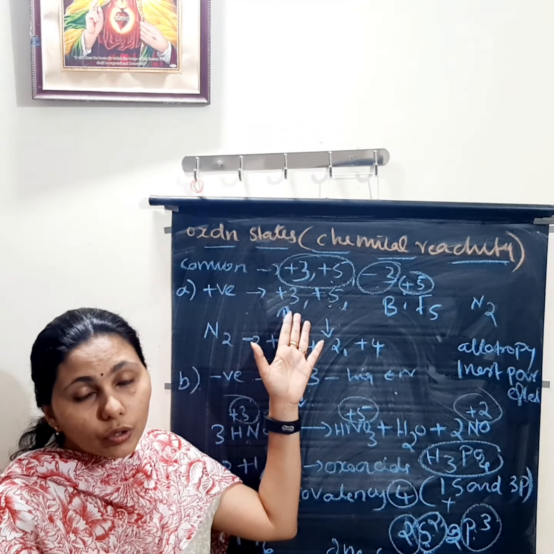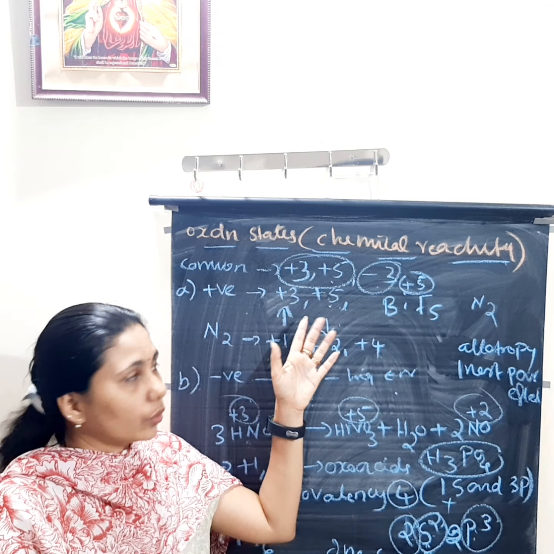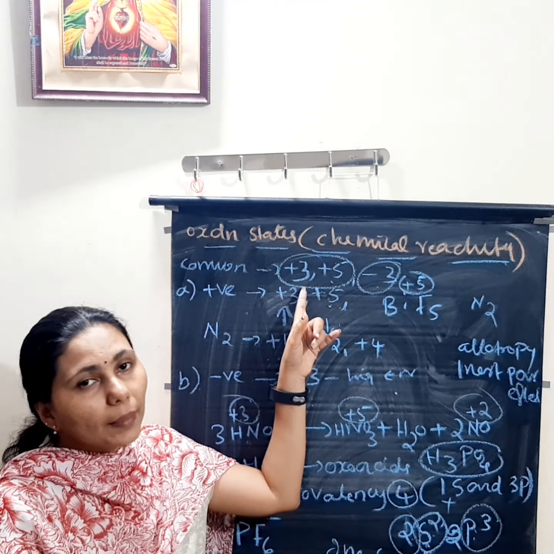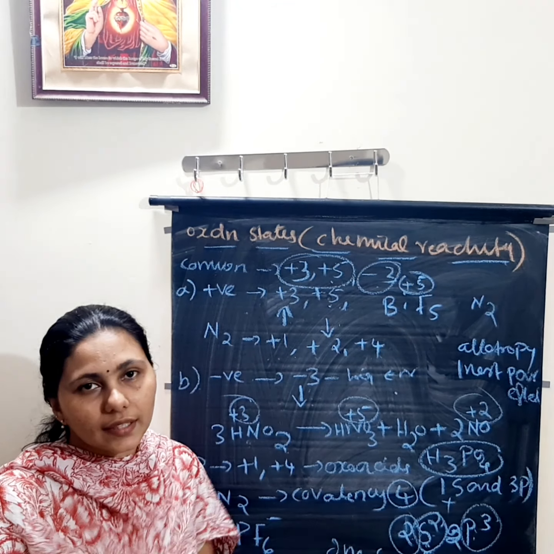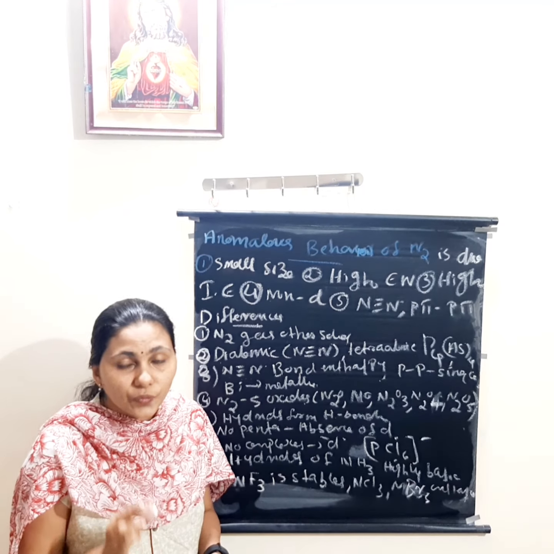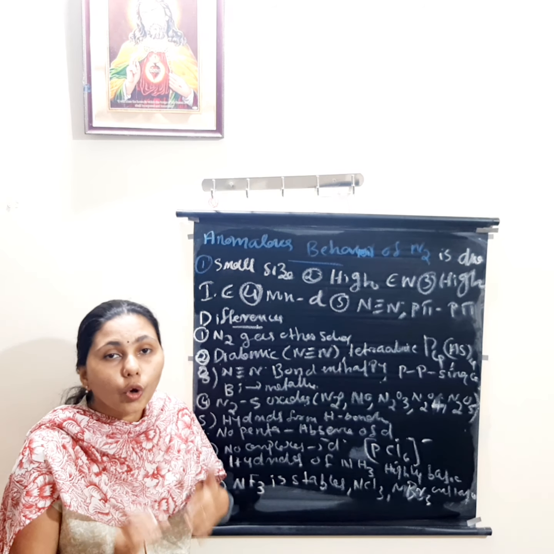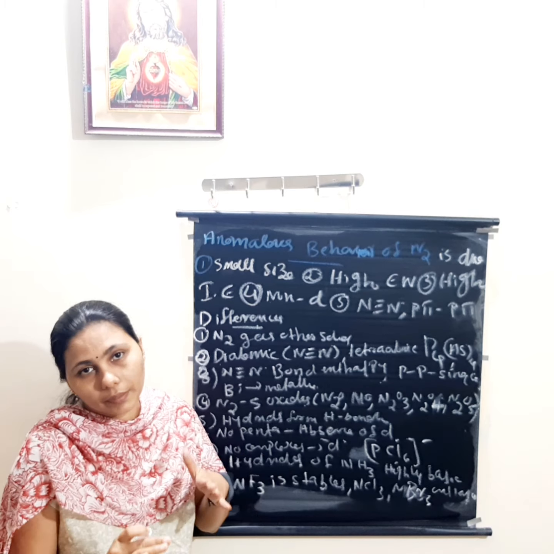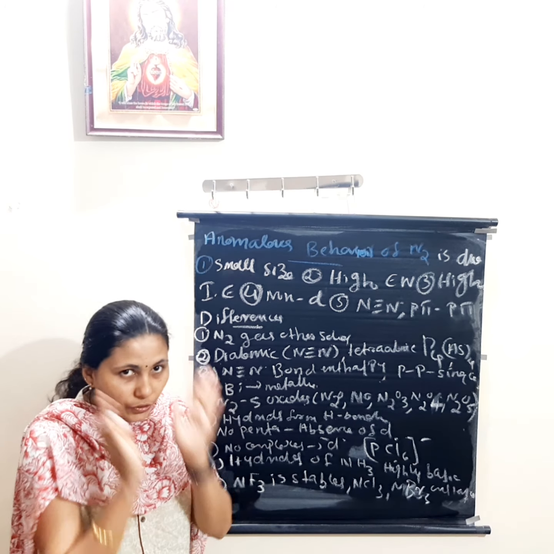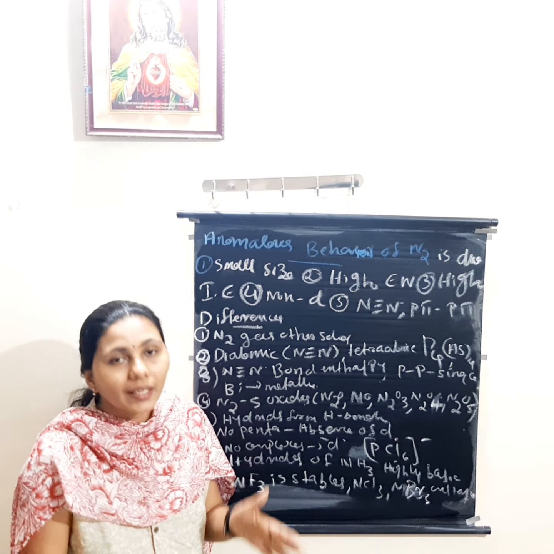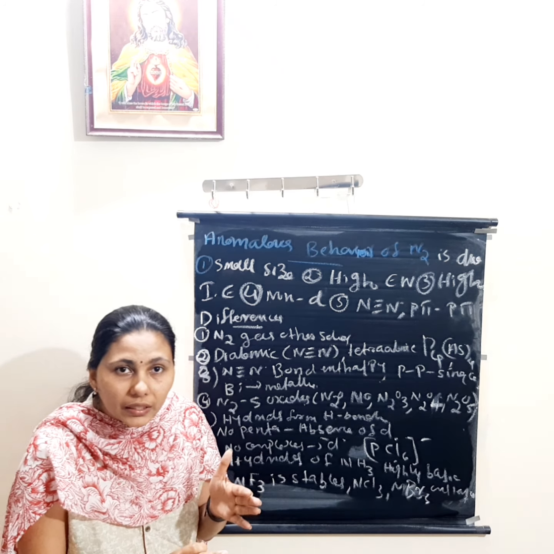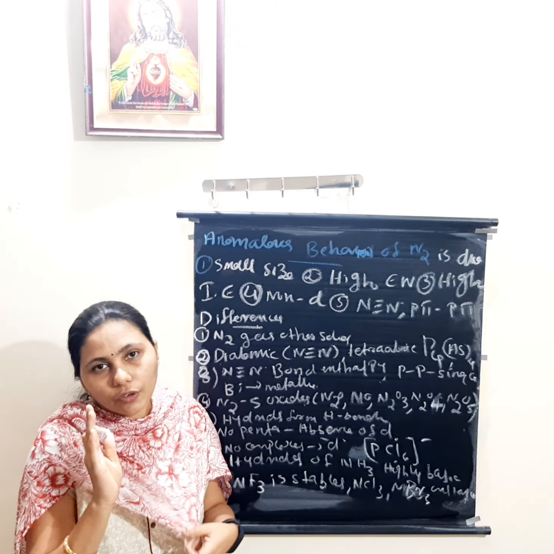So that is about the oxidation states. The common oxidation states are +3, +5 and -3. Next is a very important topic: nitrogen shows some anomalous behavior from its family. That means nitrogen, the first member of the nitrogen family, shows some anomalous behavior compared to the other members of the family.